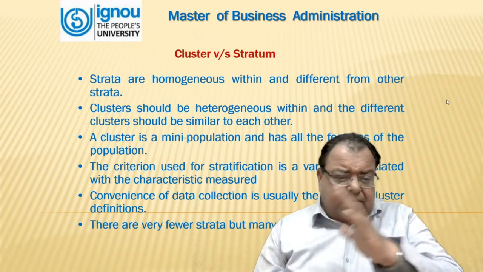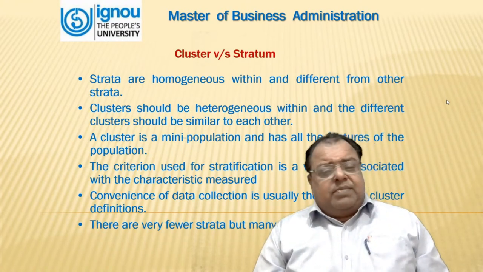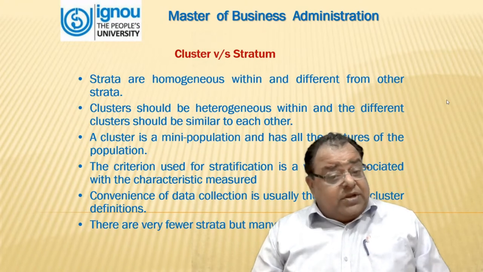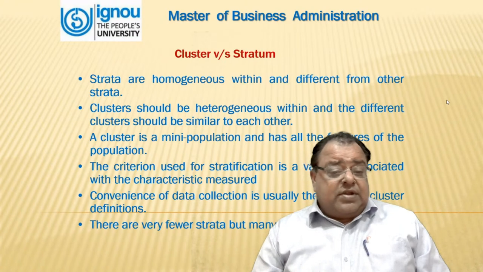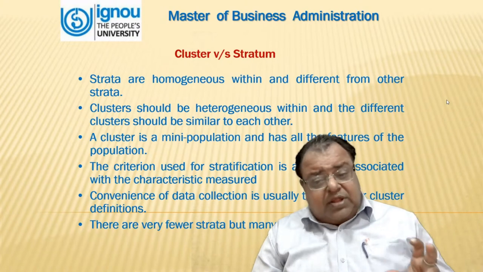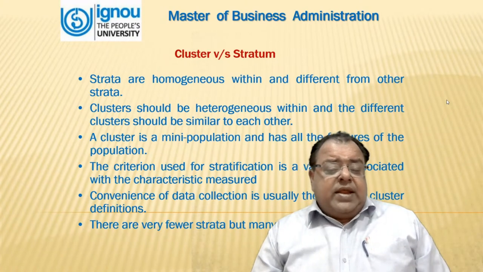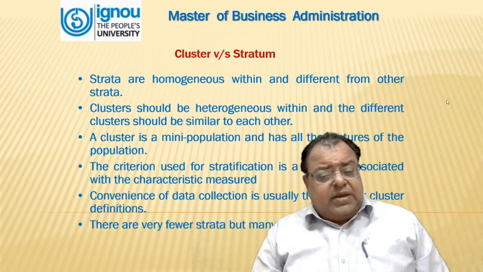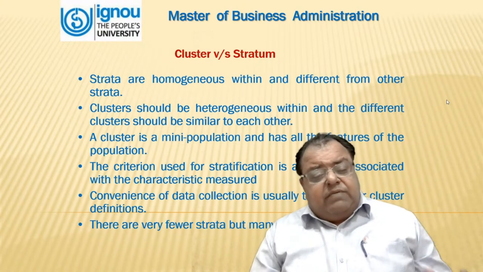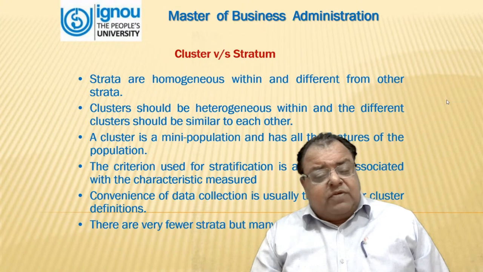Now, what is the basic difference between cluster sampling and stratified sampling? Strata are homogeneous within and different from other strata. Clusters should be heterogeneous within, and the different clusters should be similar to each other. A cluster is a mini population and has all the features of the population. The criterion used for stratification is a variable associated with the characteristics measured. Convenience of data collection is usually the basis for cluster definition. And lastly, there are very few strata, but many clusters.